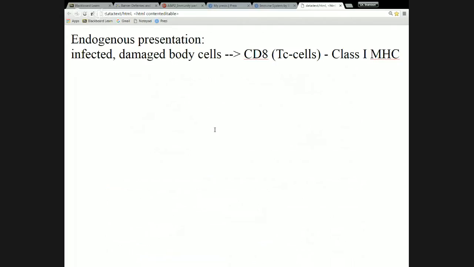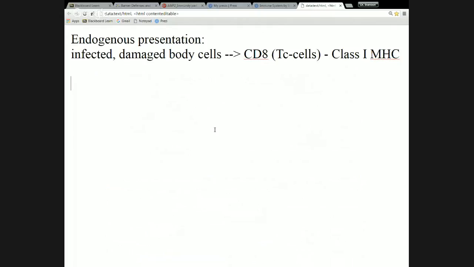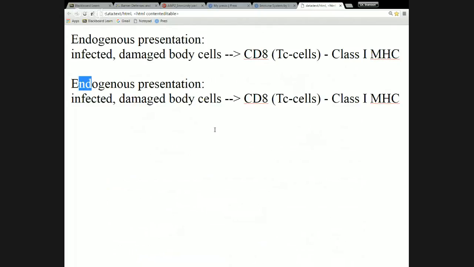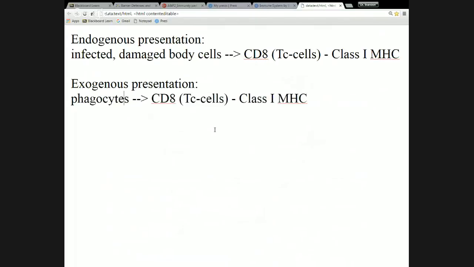And then let me just copy this. Start doing all that typing all over then. Exogenous presentation is from phagocytes to what are called CD4 cells. Those are helper T cells, so the subscript's an H, and it requires class 2 MHC. Okay. So that's just writing it down. I have a couple of pictures that I'll show you in a second that illustrates that.